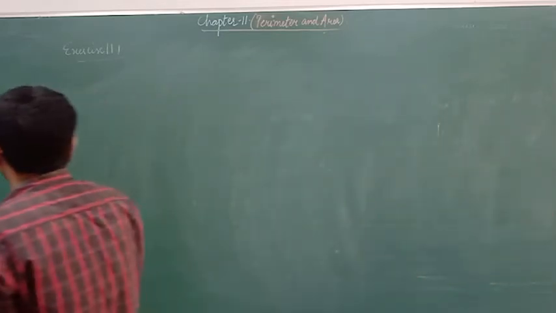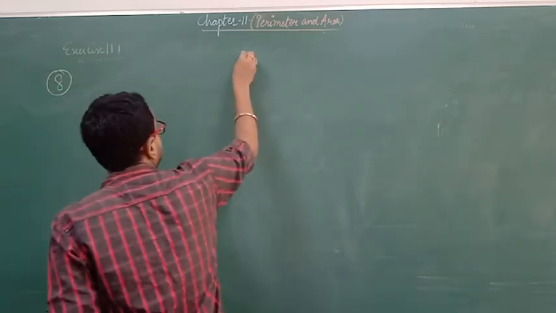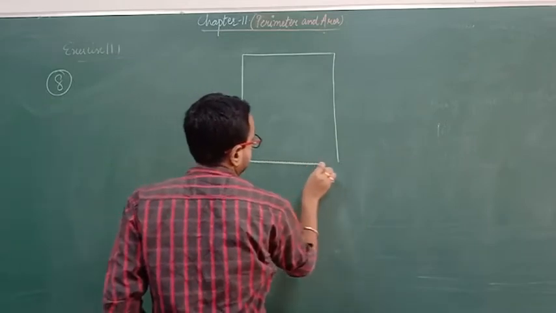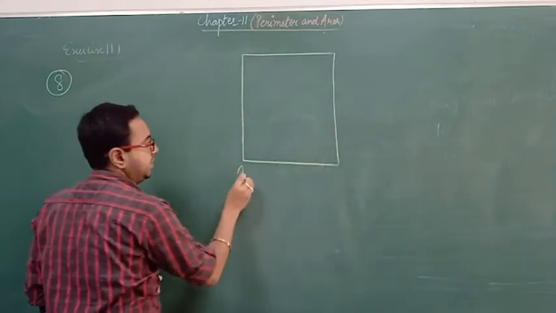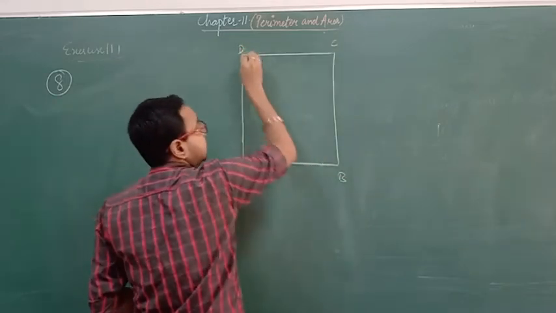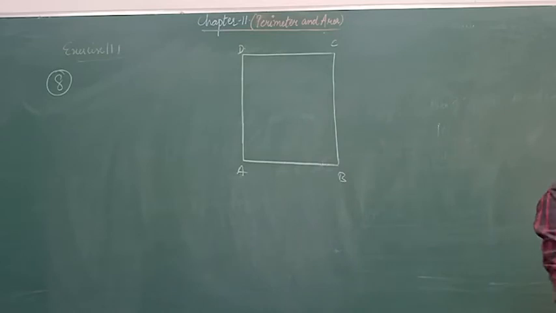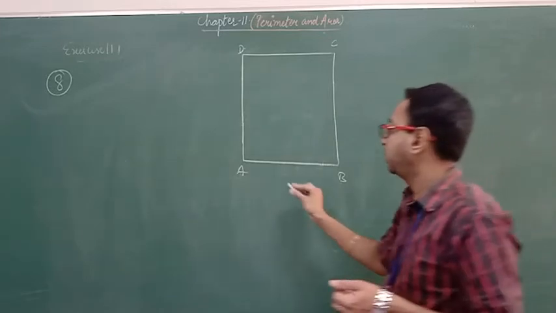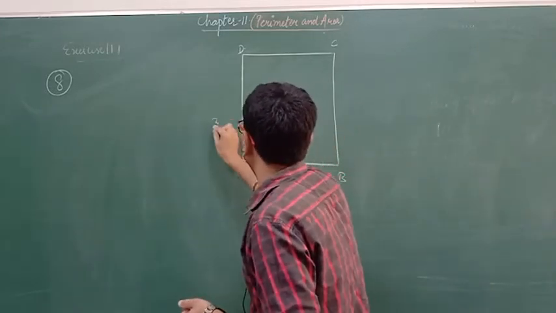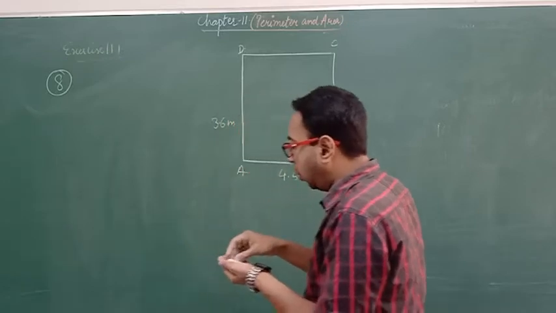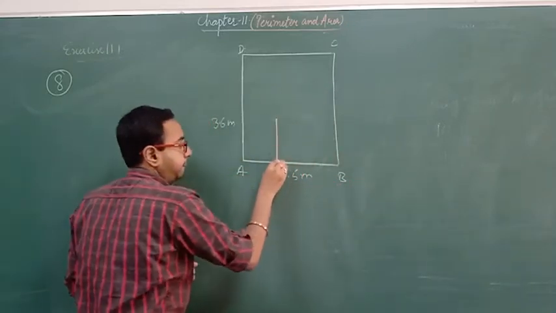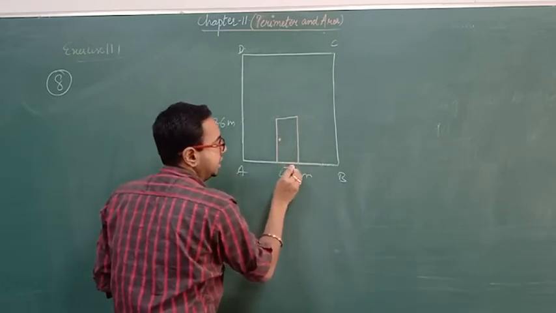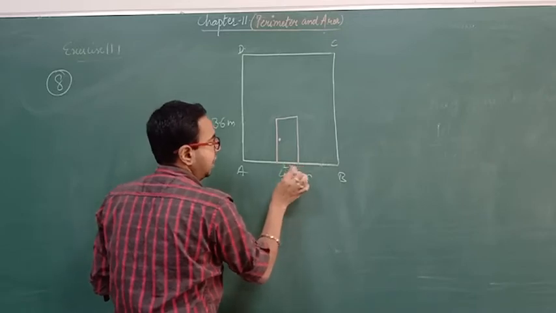So question number 8. Let's have the wall first. For example, this is the wall ABCD, and it is given that the length of the wall is 4.5 and the breadth is 3.6. Similarly, a door is fitted. For example, this is the door. The door is 2 meter by 1 meter like this.